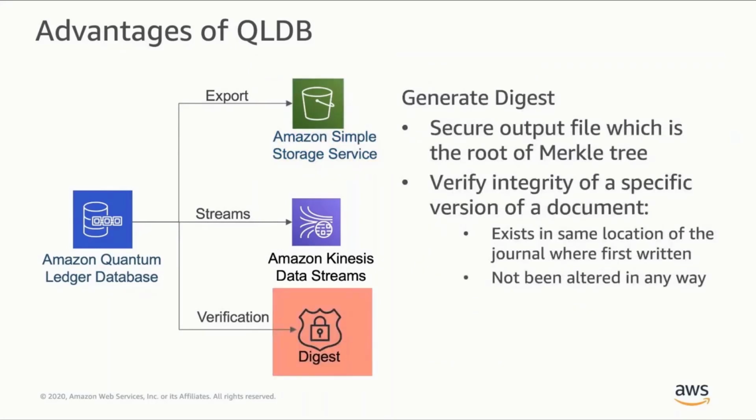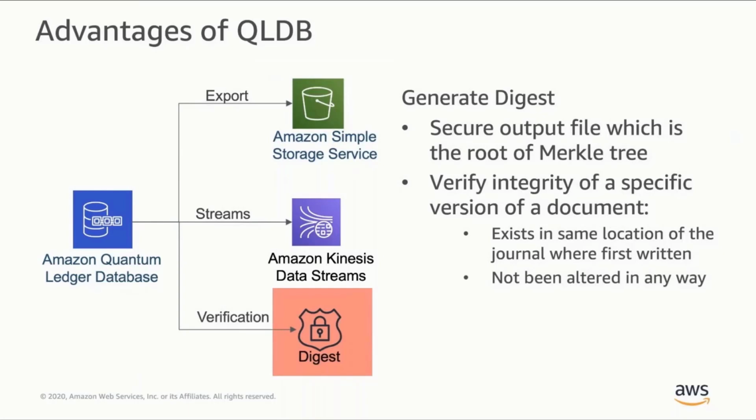As well as hash chaining, QLDB builds a continuously updating Merkle tree on top of the journal. At any point in time, you can request a digest for a given ledger. This represents the root of the Merkle tree and can be used to verify the data integrity of a record to show that it's not been tampered with.